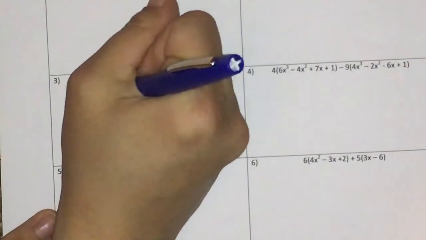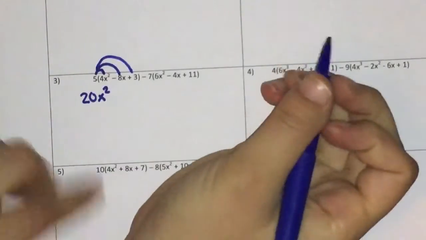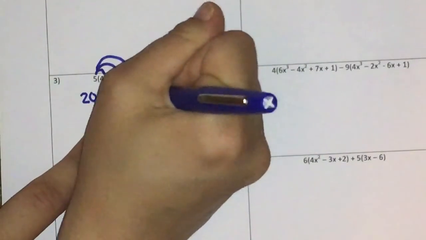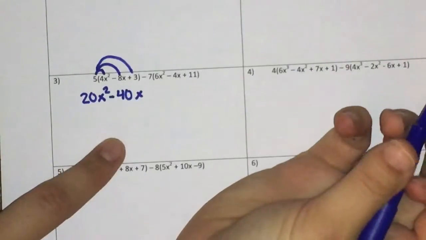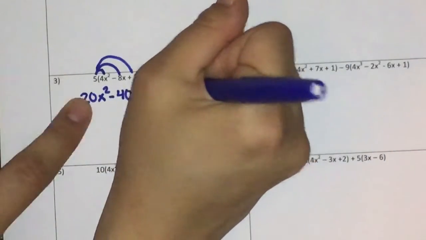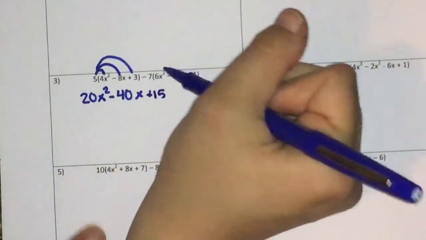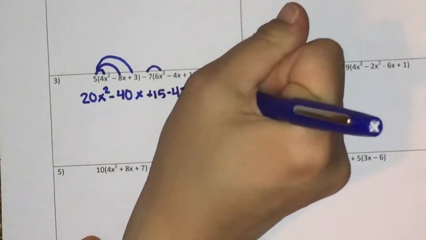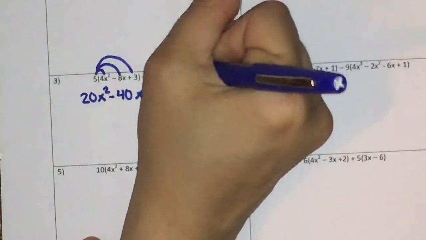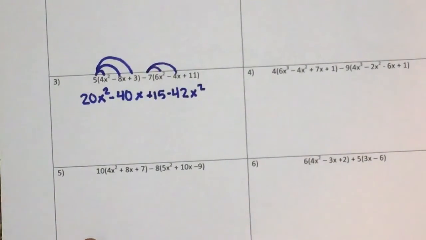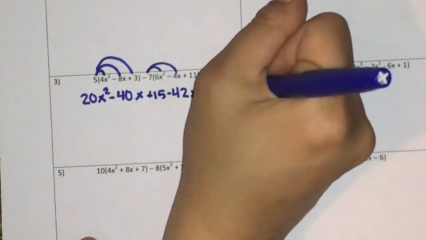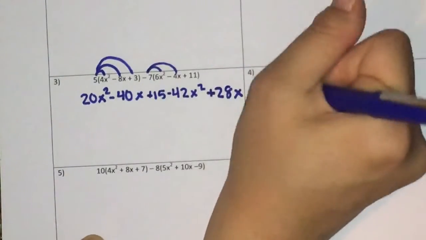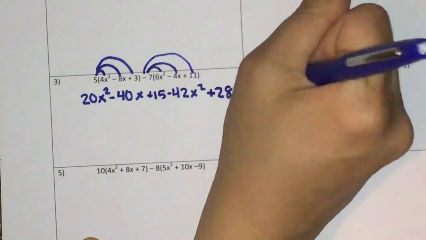5 times 4x squared, 20x squared, multiply the coefficients, keep the variable the same. 5 times negative 8x, negative 40x. 5 times 3, plus 15. Then we have negative 7 times 6x squared, which is negative 42x squared. Negative 7 times negative 4x, well, we know a negative times negative is a positive, so positive 28x. And negative 7 times 11 is negative 77.